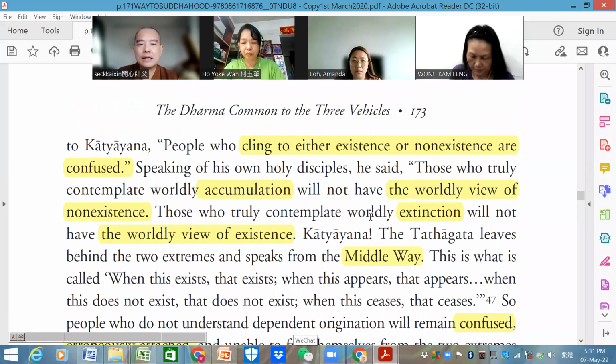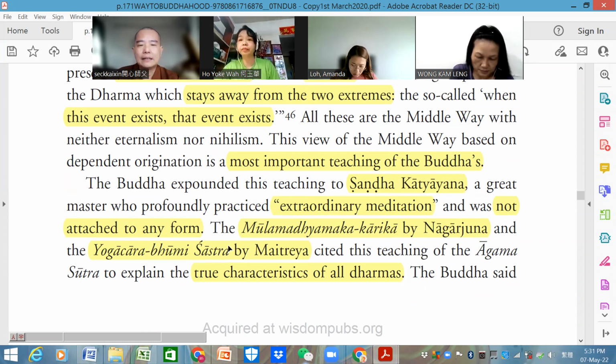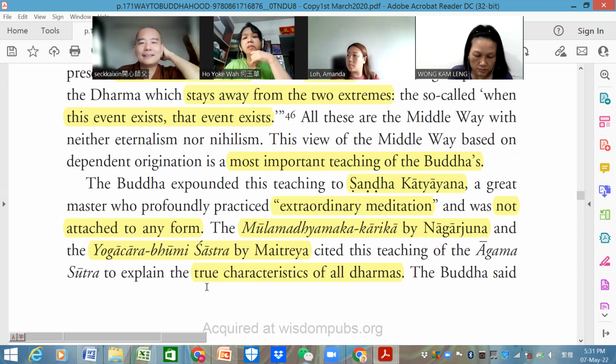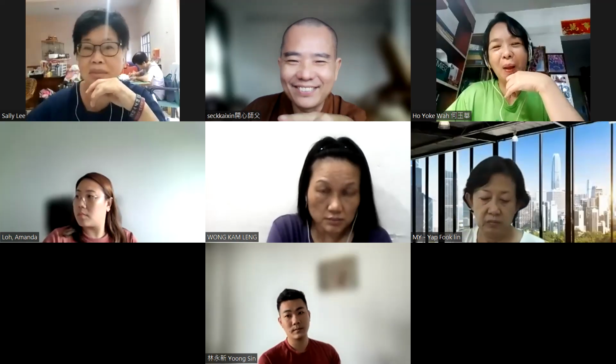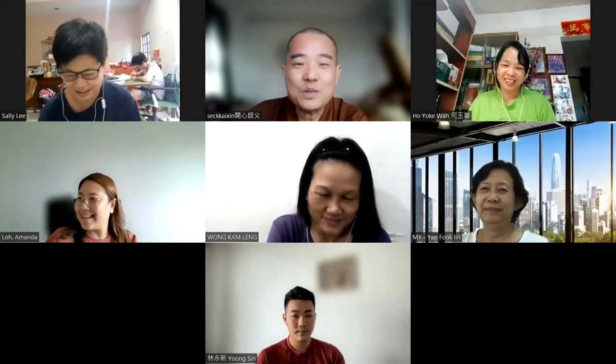So we finish here. Let me see. You see, these two Mahayana texts are enlightened from the Agama Sutra, which explains the true characteristic of all Dharma. We have this, the Mula Madhyamaka Karika summary. We are having the Thursday class talking about this Madhyamaka, and tonight the class is regarding this Yogacara Bhumi Sastra. So only Yogwa attends both classes. The rest are still resting, because it seems quite tough also.